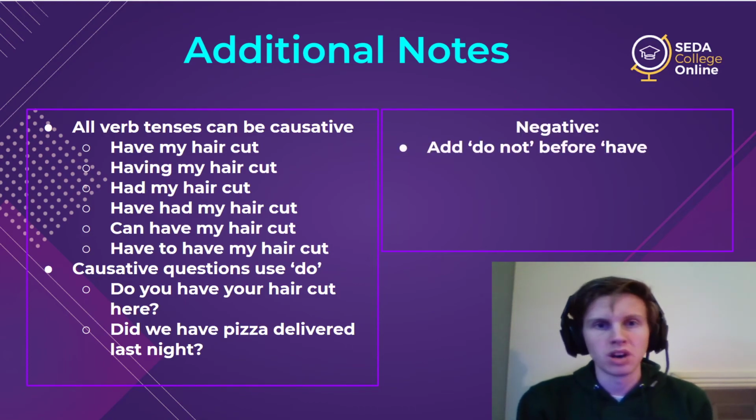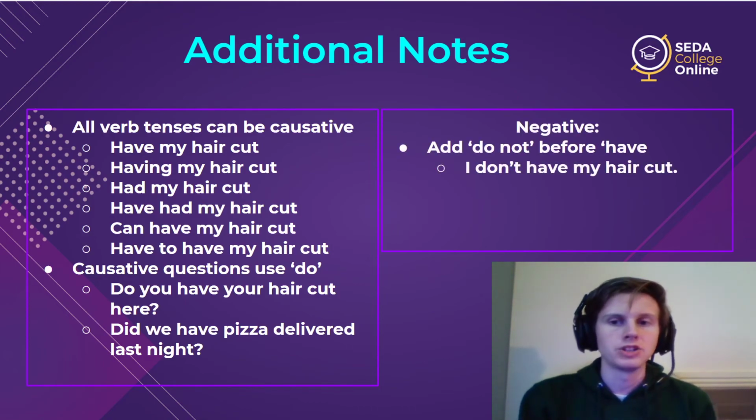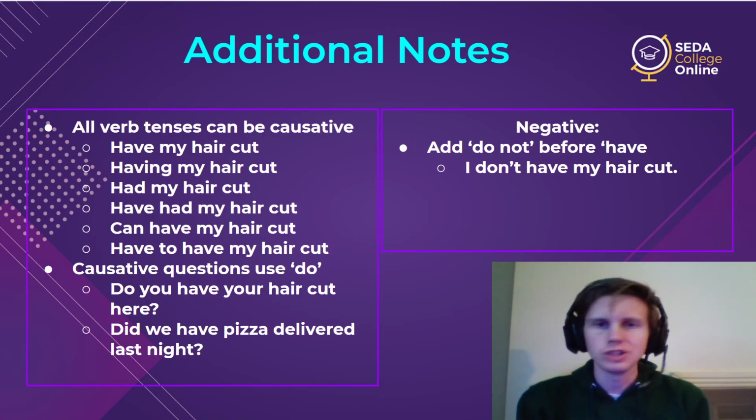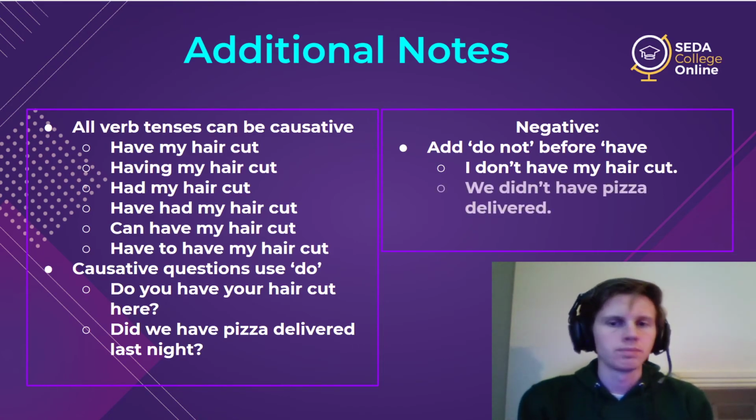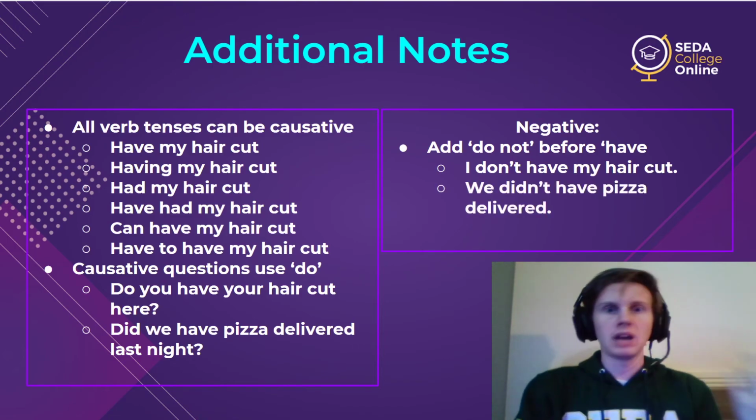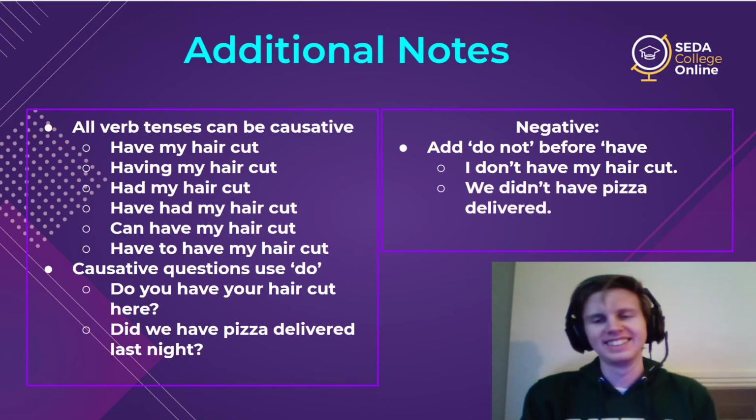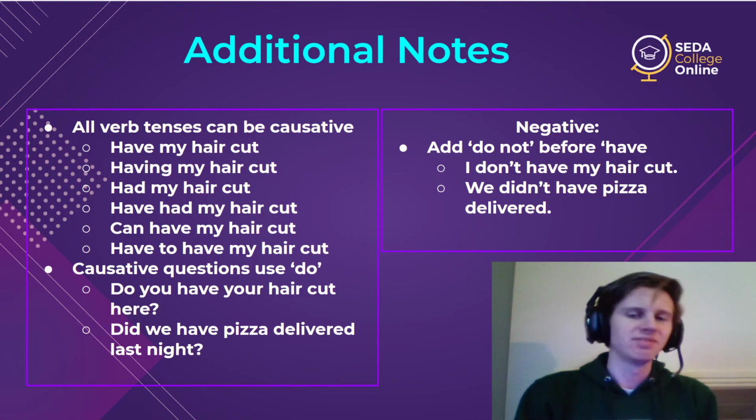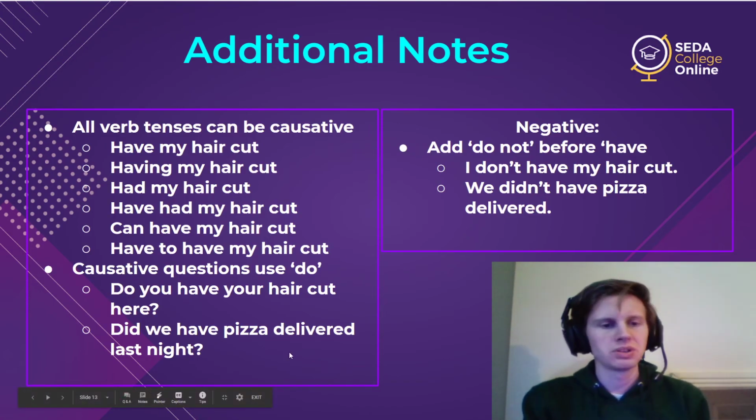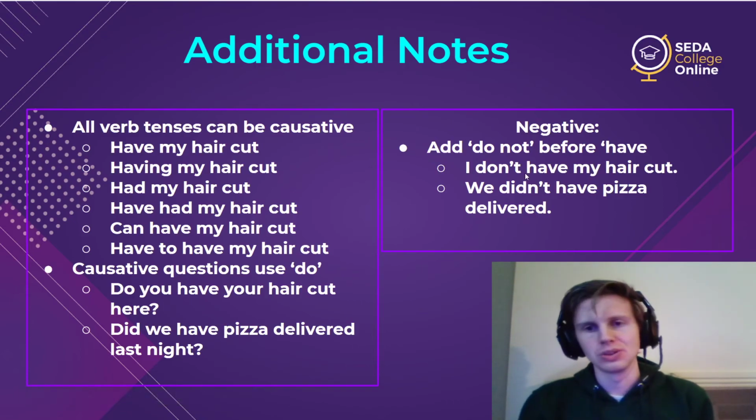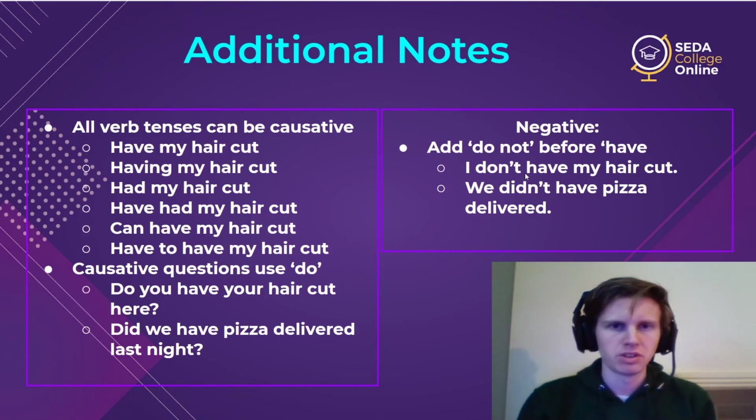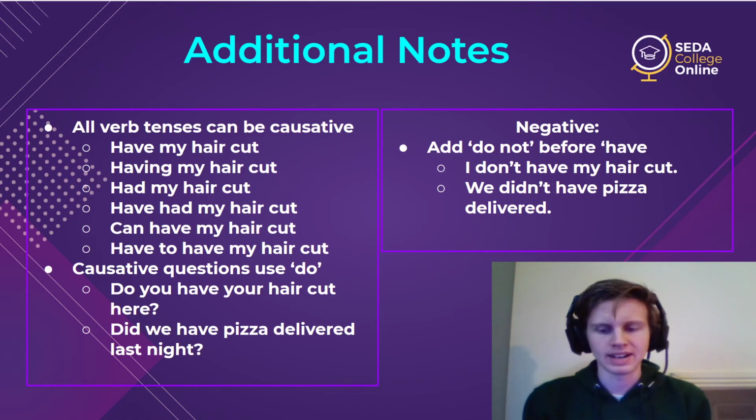You just add do not before have. I don't have my haircut. So, no, I don't have my haircut. I do it myself. Or, we didn't have pizza delivered. I made pizza. You don't remember? So this is just to show that for questions and for the negative, you always use do for both of those.